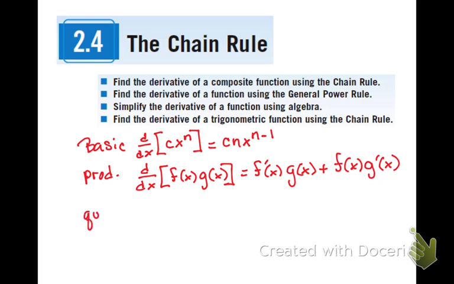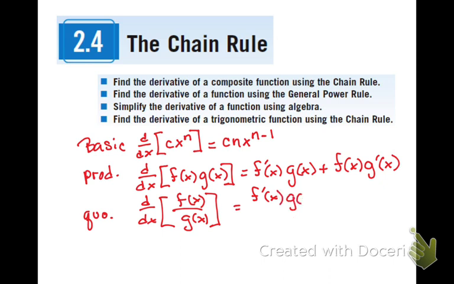The quotient. So d/dx of f over g is the same thing except over g of x squared, and minus. So it's the derivative of f times g, minus f times the derivative of g, all over g of x squared. Okay? So that's what we already know.